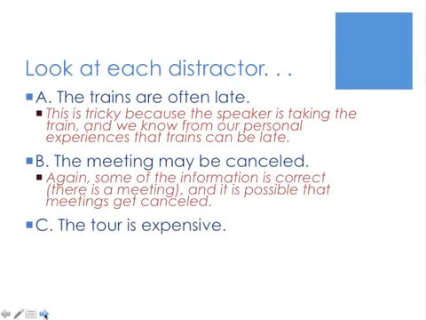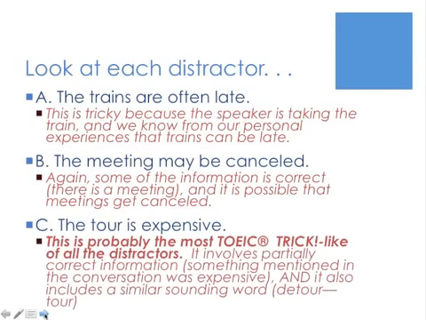In B, we did talk about the fact that there is a meeting, and we often know that sometimes it is possible that meetings can get canceled. So notice in this case, we are processing information, but also getting that information wrong. So a lot of things to pay attention to in B.